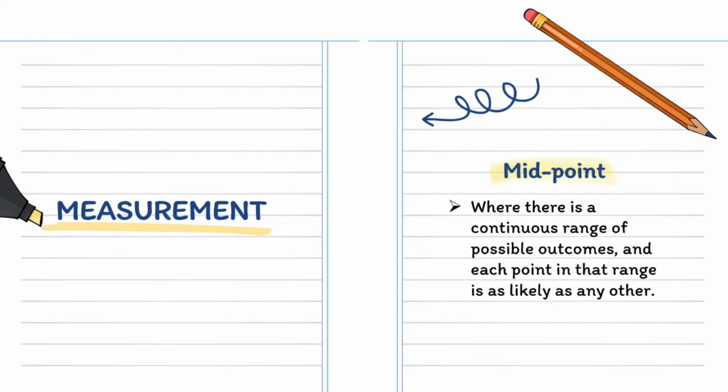Midpoint. Kapag naman may continuous range of possible outcomes, and each point in that range is as likely as any other, ang measurement basis naman na gagamitin natin is midpoint.